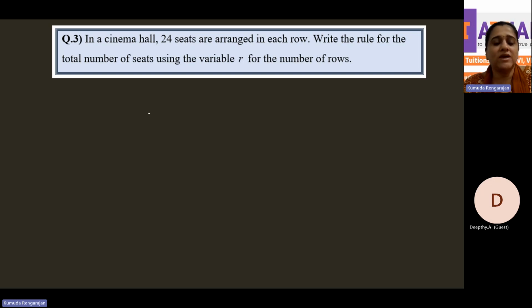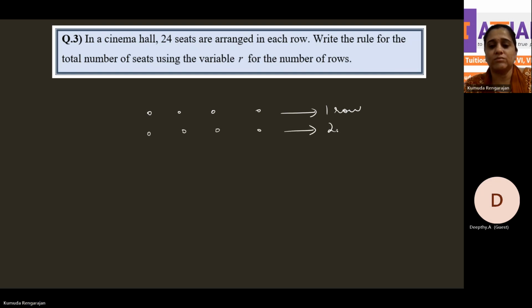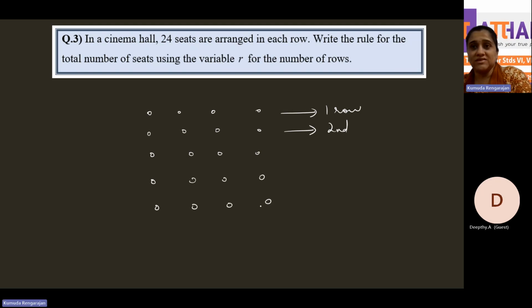One row has, say, okay, we'll say one row has 4 seats. This is one row. The second row will also have 4 seats. This is the second row. The third row will have 4 seats. The fourth row will have 4 seats. The fifth row also will have 4 seats. So in this cinema hall, there are 24 seats in each row.